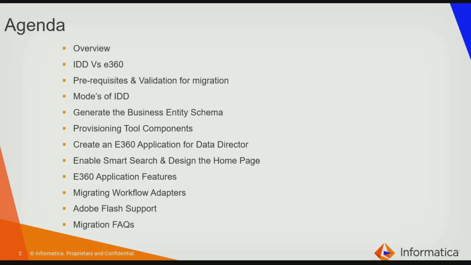What are the configurations needed around smart search, and once it is enabled, how does it look in the UI? We will also discuss other features available in E360. If you have an existing Siperian-based or ActiveVOS SA-based task, how do you migrate those existing tasks if I'm migrating to the business entity 360 application? We'll quickly take a look.